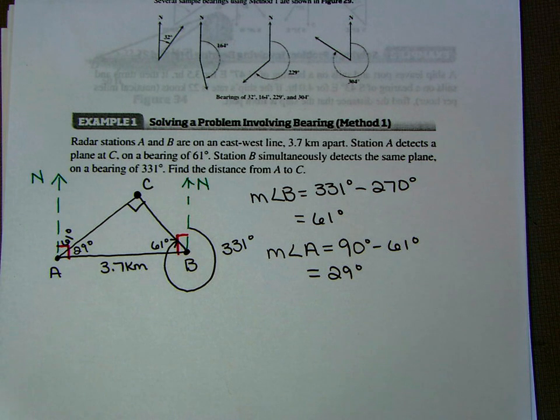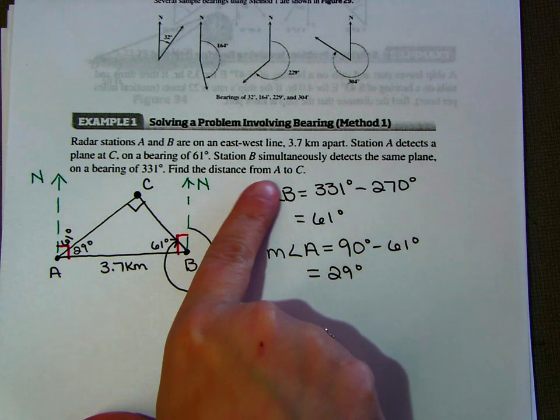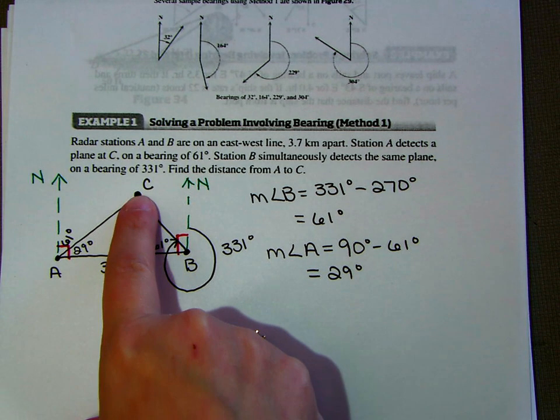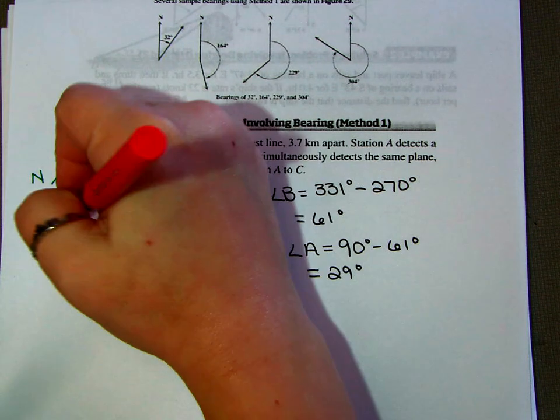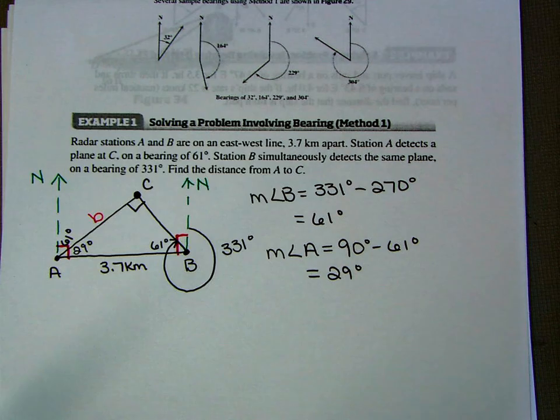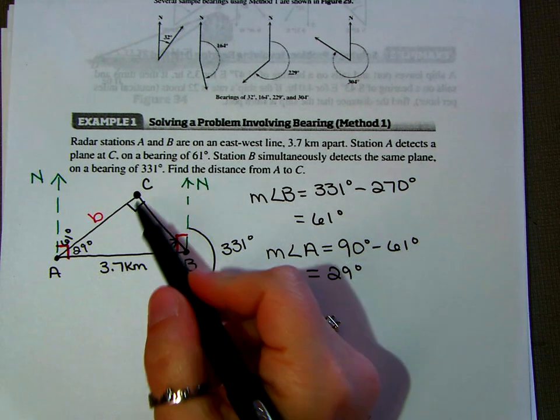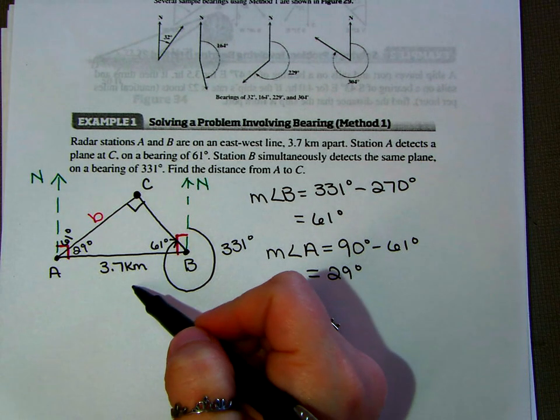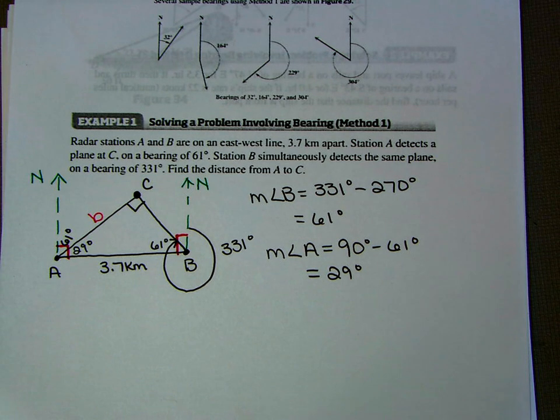What we're trying to find out is it says find the distance from A to the plane, which is at C. We're trying to find out this side of this triangle. And I'm labeling it B because we learned on Wednesday that the sides opposite the angles, you label them with the lowercase letters. So I'm trying to find the measure of side B. So now that I know all of my angles and I know that my hypotenuse is 3.7, how can I find the measure of side B? Of what?